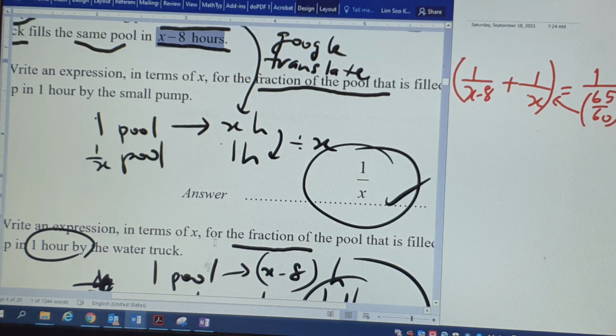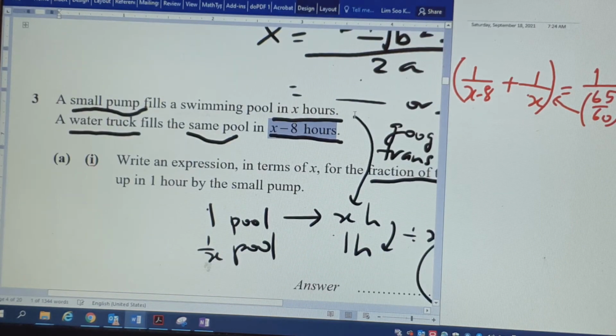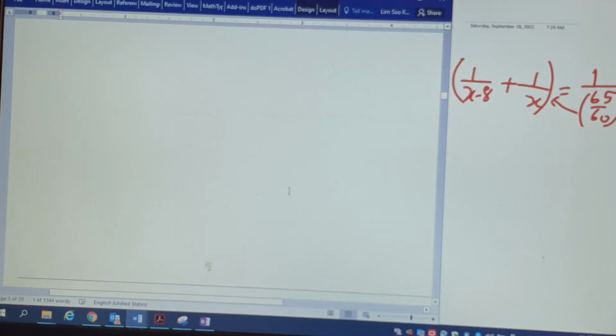What do I mean by have a problem? You cannot have negative hours, right? 0 point something minus 8 is negative hours, so it cannot be. So always check back your original to see whether it works or not. Okay, now let us move on.